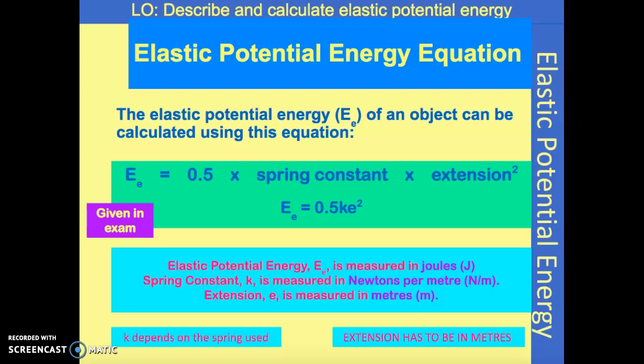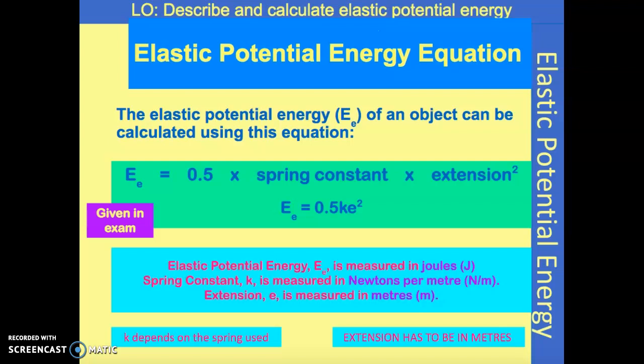So the equation for elastic potential energy is Ee is equal to a half multiplied by the spring constant multiplied by extension squared. Now, in the same way that we squared only the velocity when we talked about kinetic energy, we only square the extension in this equation. Okay, so when you pop it in your calculator, it'd be a good idea to say 0.5 multiplied by whatever your spring constant is, multiplied by bracket extension, close bracket, squared. Okay, just to make sure that you do get the right answer.